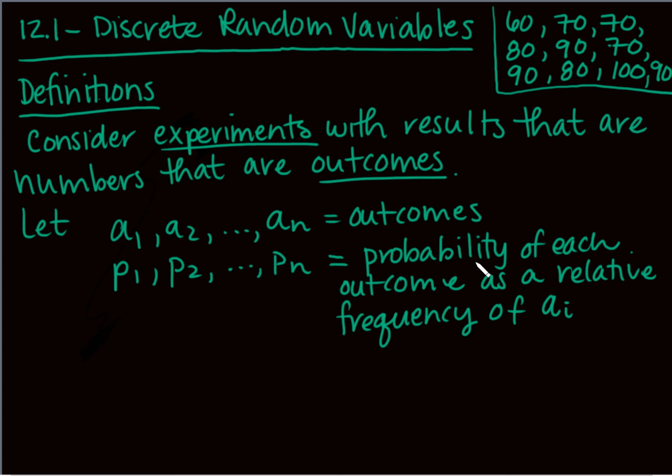Probabilities are interesting things because we could say the probability of getting a 70 is 3 out of 10. Well, that's true if I repeat this experiment over and over. What that's saying is it's getting closer and closer to 3 out of 10. Okay, a couple notes here.